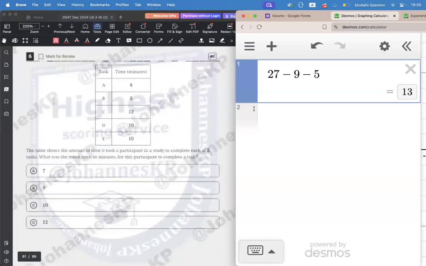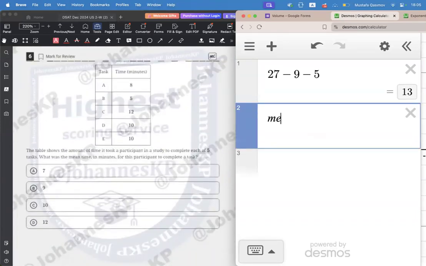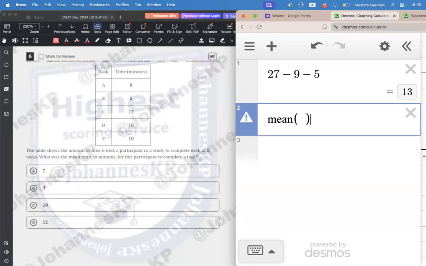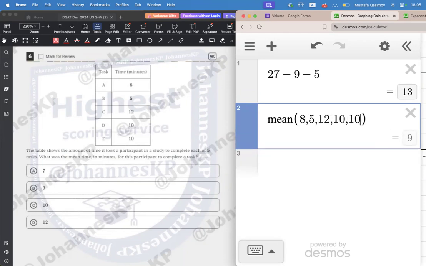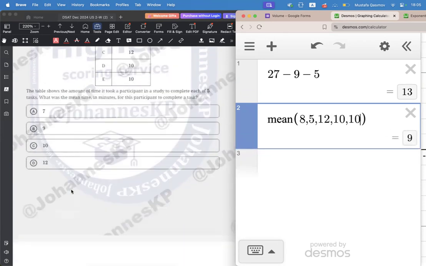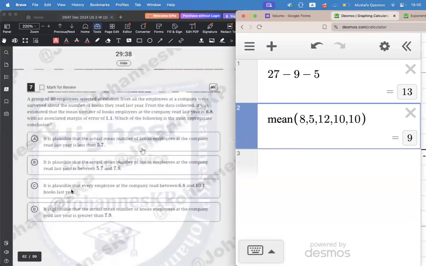This one. What's the mean? For finding mean, we have to write just mean, and in brackets we have to write 8, 5, 12, 10, and 10. 9. B. 7.